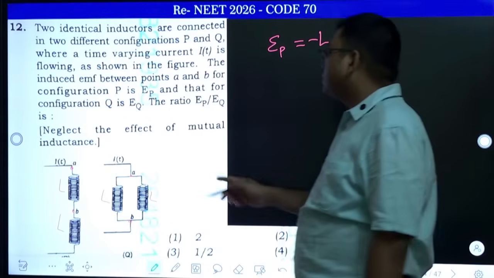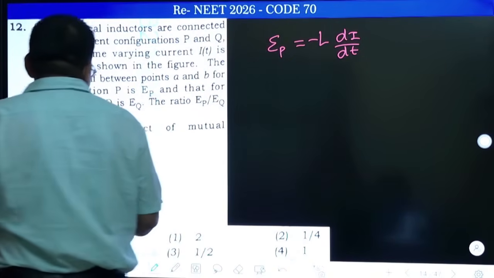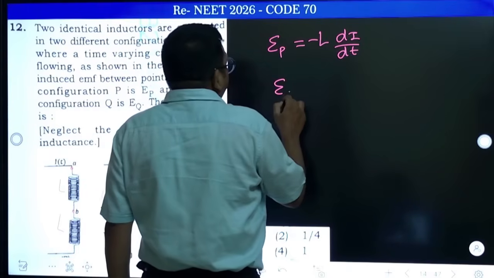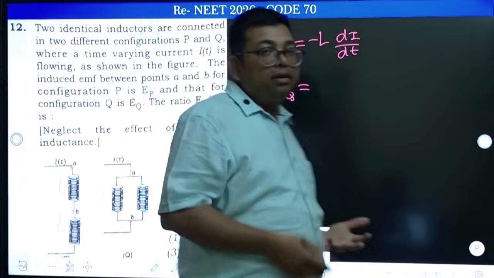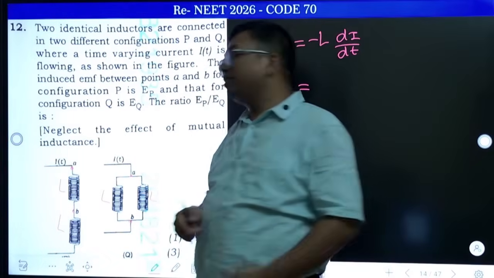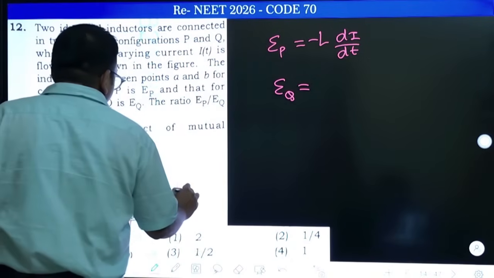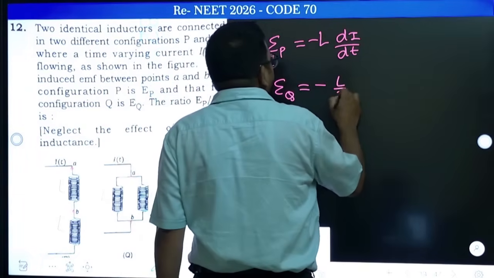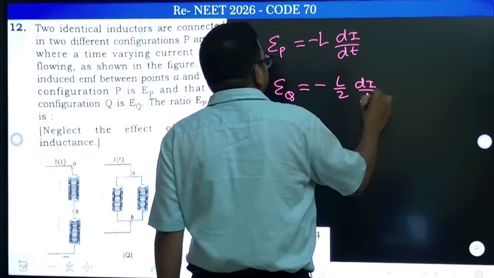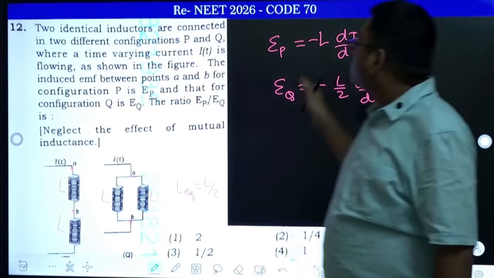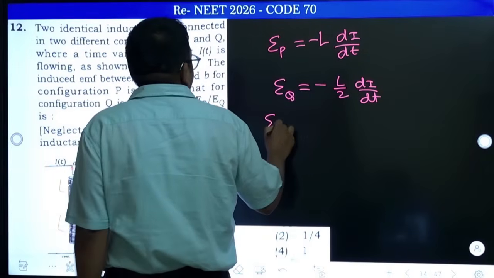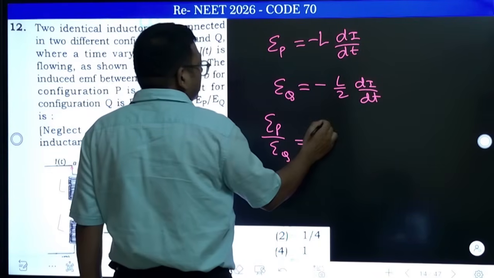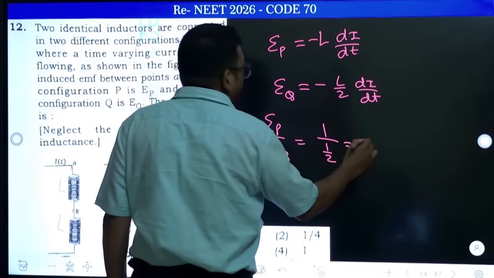Next, in this case they are parallel, so you have to take L equivalent, just like resistance. L and L become half, so L equivalent in this case is L by 2. So minus L equivalent, which is L by 2, times di by dt. The rate of change of current is the same, same current is passing. So when you take the ratio EP by EQ, this factor will get cancelled, 1 by half, so 2 will come, right?